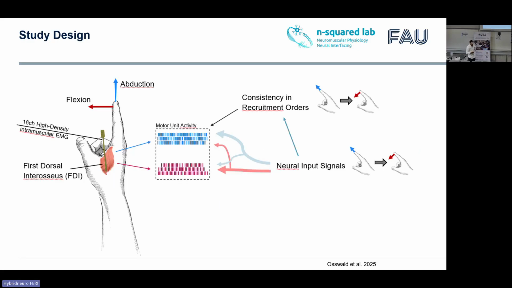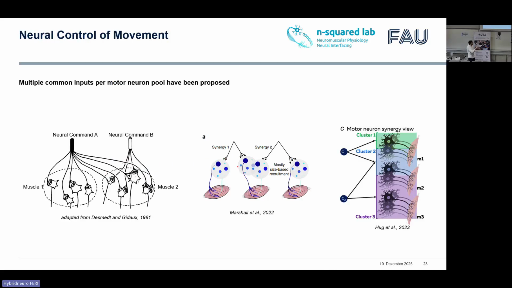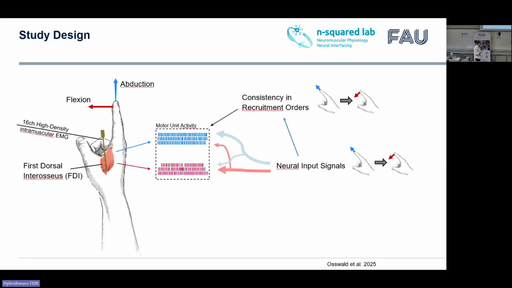because you can study this architecture with a very simple experiment. The first dorsal interosseous has two actions. One is the abduction, this movement here, and this is a prime mover. This is the main muscle that does this. You don't have another muscle that can do that. It's only this muscle. Then this muscle can also do this.